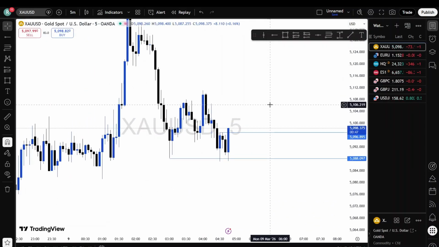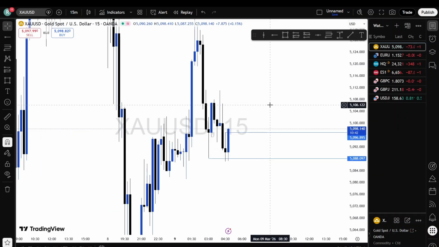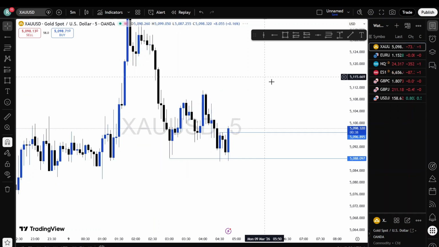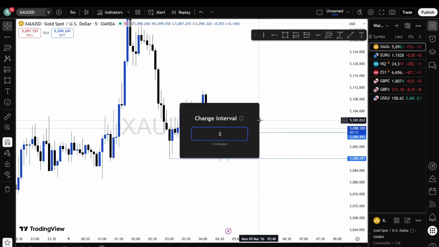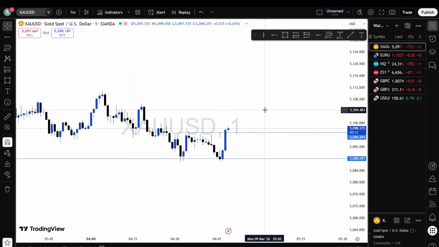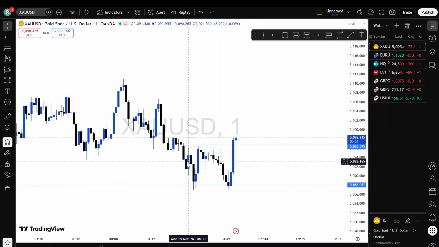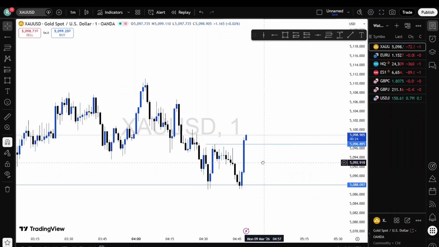Right, this gold is also expanding after, if you see the 30 minute, 15 minute, the 15 minute TP was hit already. 5 minutes, no FVG. 3 minutes, no FVG. 1 minute, okay, the 1 minute FVG worked very well.